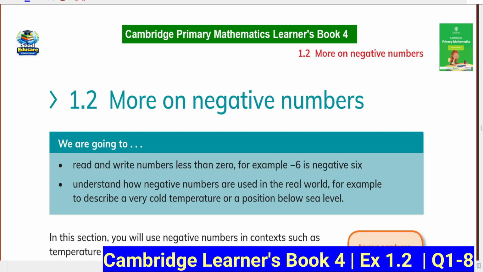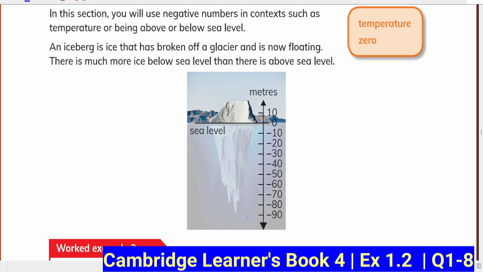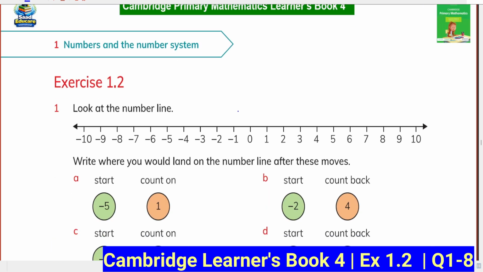Starting exercise 1.2, more on negative numbers, which is from Cambridge Primary Mathematics Learner's Book 4. So exercise 1.2, question 1, look at the number line. Here is a number line. In the middle, this one is a 0.